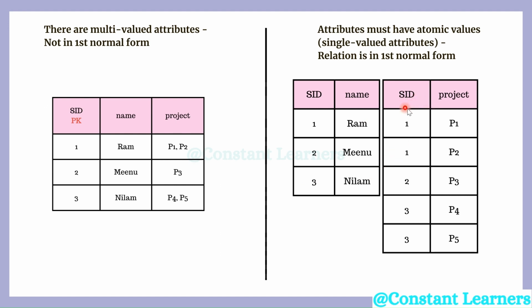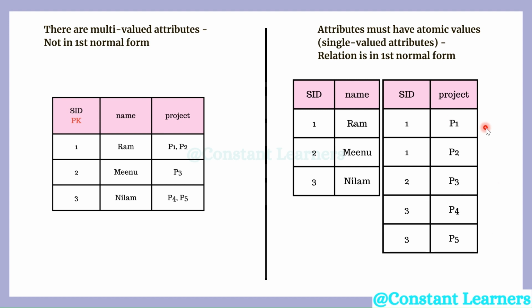Then in this case, student ID cannot be the primary key because for student with student ID 1, we have 2 different projects. Then again for student with student ID 3, we have 2 different projects. So student ID is repeating here in this case. So here for this table, student ID will be the foreign key, but the project will become the primary key because the projects are not repeating.